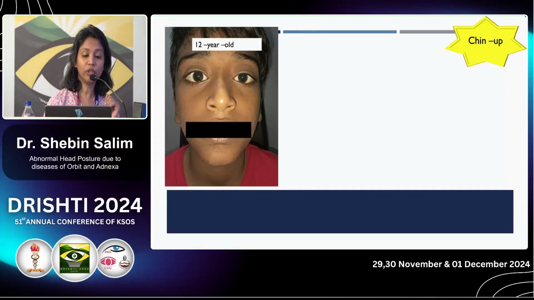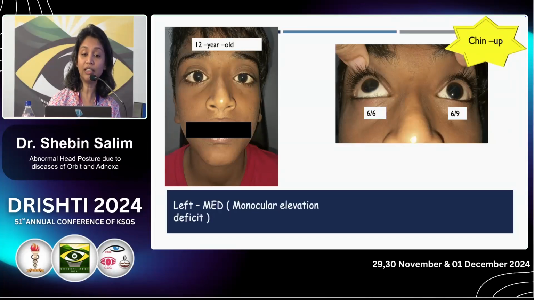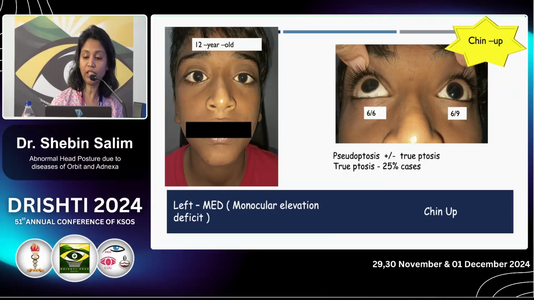This 12-year-old boy presented with left eye mild ptosis since birth. So here we can see that he is having a left hypotropia and elevation restriction in the left eye in all gazes. So this is monocular elevation deficit. Here the ptosis can be pseudoptosis because the lid follows the globe, that is down, but in 25% of cases this can be true ptosis.